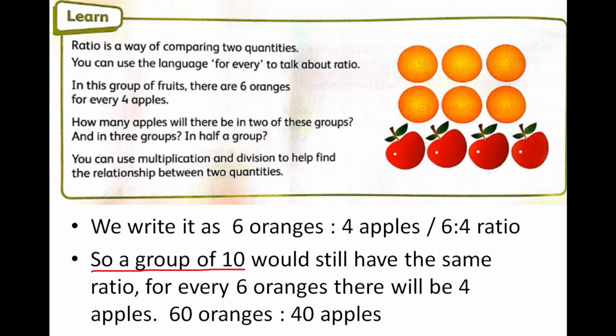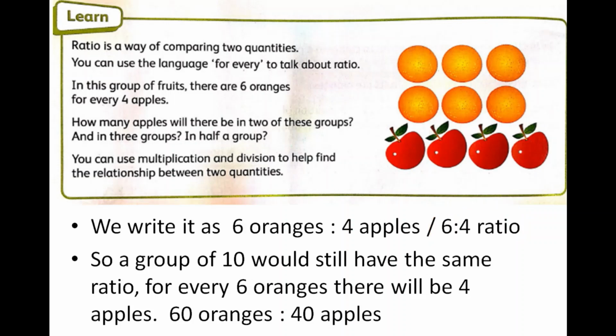So a group of 10 will still have the same ratio. For every 6 oranges, there will be 4 apples. So basically, if you have a group of 10, you're just going to multiply the group of 10 by 6 for 6 oranges and 4 for 4 apples. And you'll get 60 oranges and 40 apples, which is still a ratio of 6 to 4.